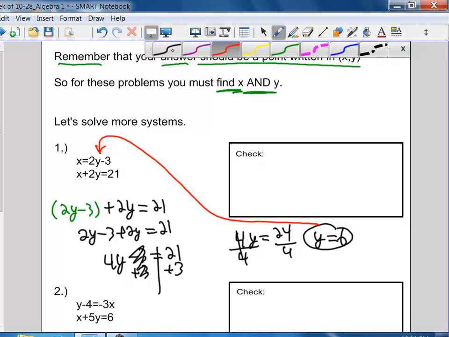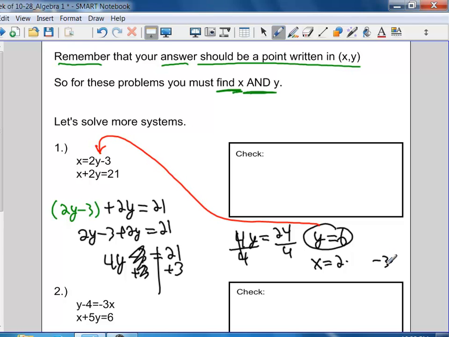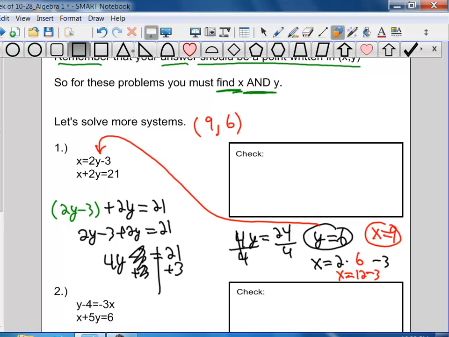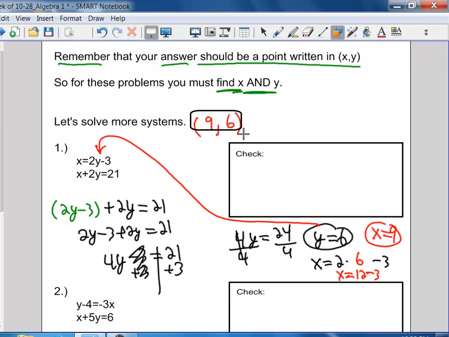So let's rewrite that equation that I'm pointing to with my arrow. x equals 2 times y minus 3. What do we say y was? Well, we said y was 6. So x equals 12 minus 3. Right? x equals 12 minus 3. So then 12 minus 3 is 9. So x equals 9. So our solution to this, our final answer, should be 9, 6. Okay, let's box it. 9, 6.